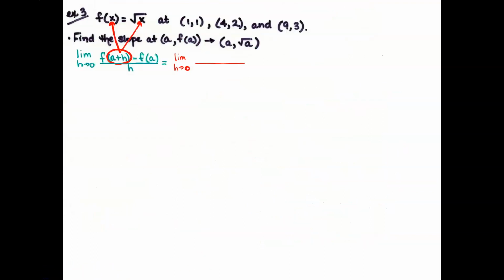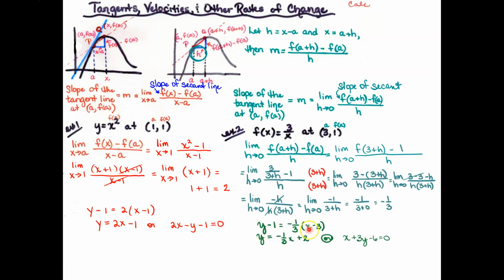All right, let's look at another example. For this one, they tell us that f of x is equal to the square root of x, and they ask us to find the slope at the 3 points (1, 1), (4, 2), and (9, 3). Okay, so you mean that I'm going to have to do all of that work that I was just doing, I'm going to have to do that 3 times?